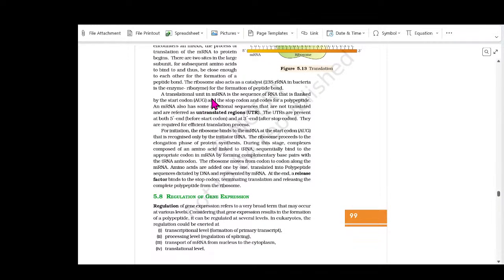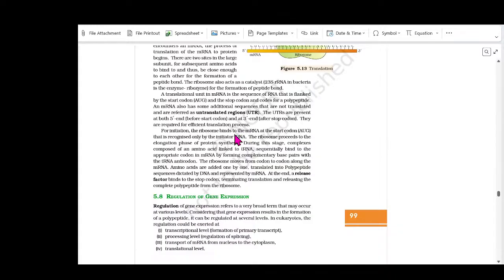A translational unit in messenger RNA is the sequence of RNA that is flanked by the start codon AUG and the stop codon, and codes for a polypeptide. Messenger RNA also has some additional sequences that are not translated and are referred to as untranslated regions, or UTR. The UTRs are present at both the 5' end before the start codon and the 3' end after the stop codon. They are required for efficient translation.